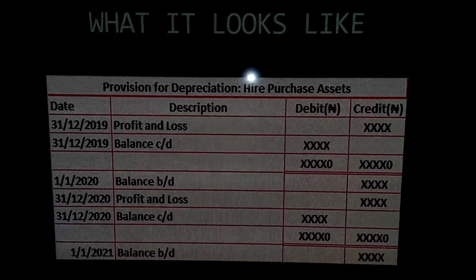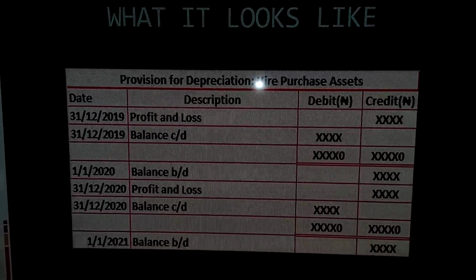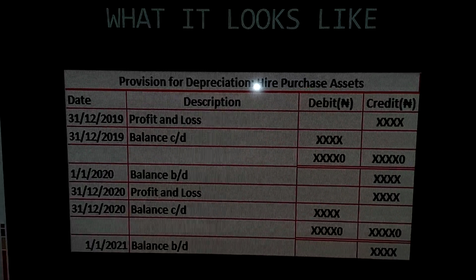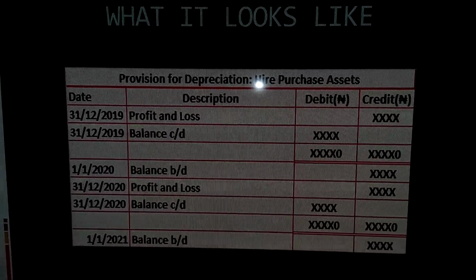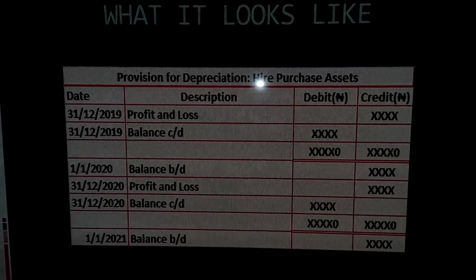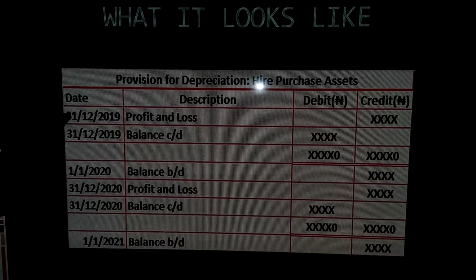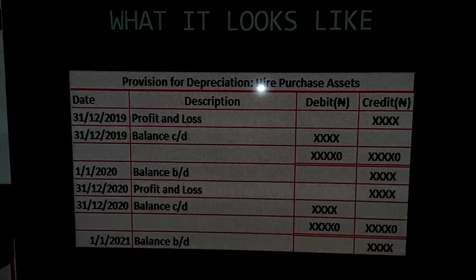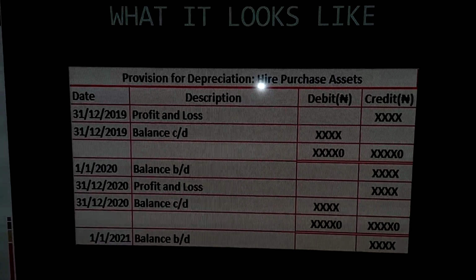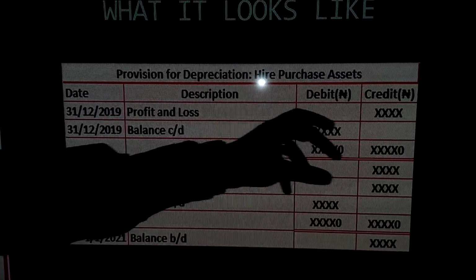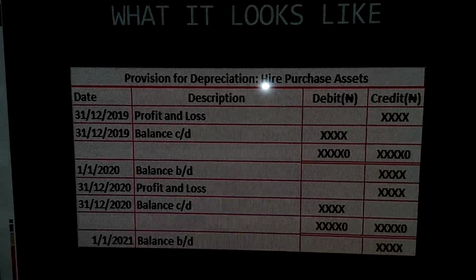So this is what it looks like. It's a normal provision for depreciation account. We've already discussed what depreciation is. You can go to the depreciation class to understand what depreciation means and how to record depreciation. It's the same thing. So if at the end of the year, let's say 2019, the asset's depreciated value is say 1 million or 200,000, that's what you're bringing for that year. You take it to the profit and loss account.